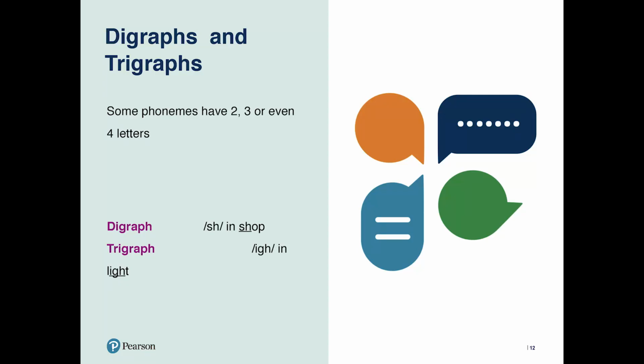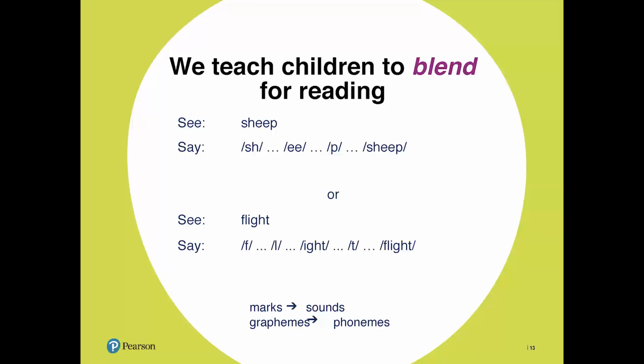Somehow 4-year-olds, 5-year-olds, 12-year-olds and 50-year-olds seem to remember that and find that helpful. So now we're going to start to look at those concepts that I talked about earlier for blending to read. And then we will move on to segmenting to spell.